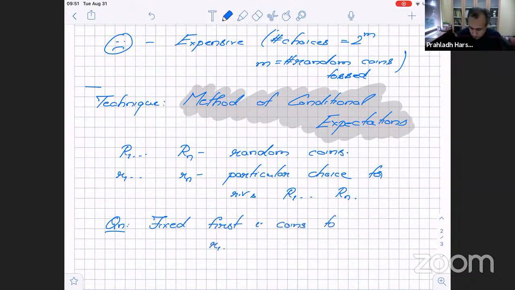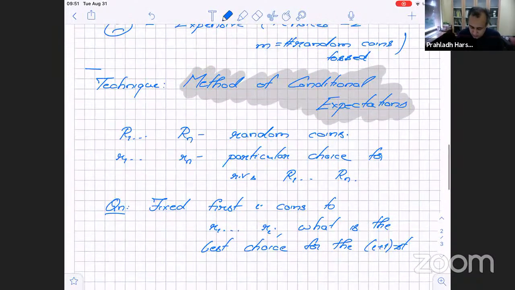To R1, R2, Ri. What is the best choice for the i plus first coin? Is it worthwhile to make it heads or tails? That's what I'm going to ask. So let's ask this question a little more.